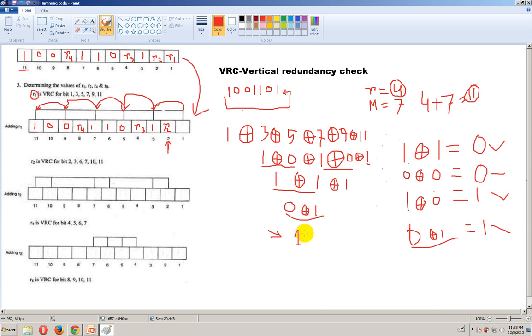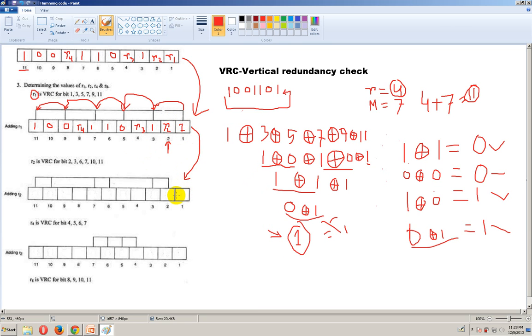So we get the bit here: r1 equals 1. We already have r1, right? So r1 equals 1, and we put it in its position here. This is the way we get it for every one. Okay, so now let's move to this position. How are we going to get this one?